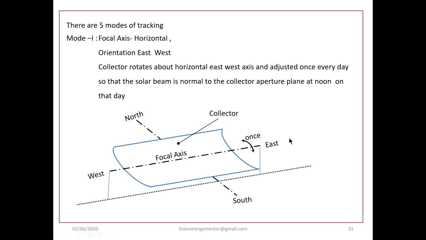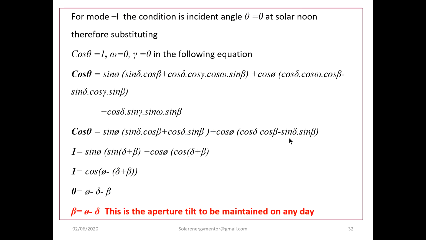Now if we wish to analyze mode 1 of tracking, the condition is incident angle theta should be equal to 0 because normal incidence at solar noon. So with this condition, cos theta should be 1, omega at solar noon, omega equal to 0, and gamma, south facing aperture, gamma equal to 0. So we know the general equation of incidence angle cos theta. So we substitute cos theta equal to 1, omega equal to 0, and gamma equal to 0 in this expression.